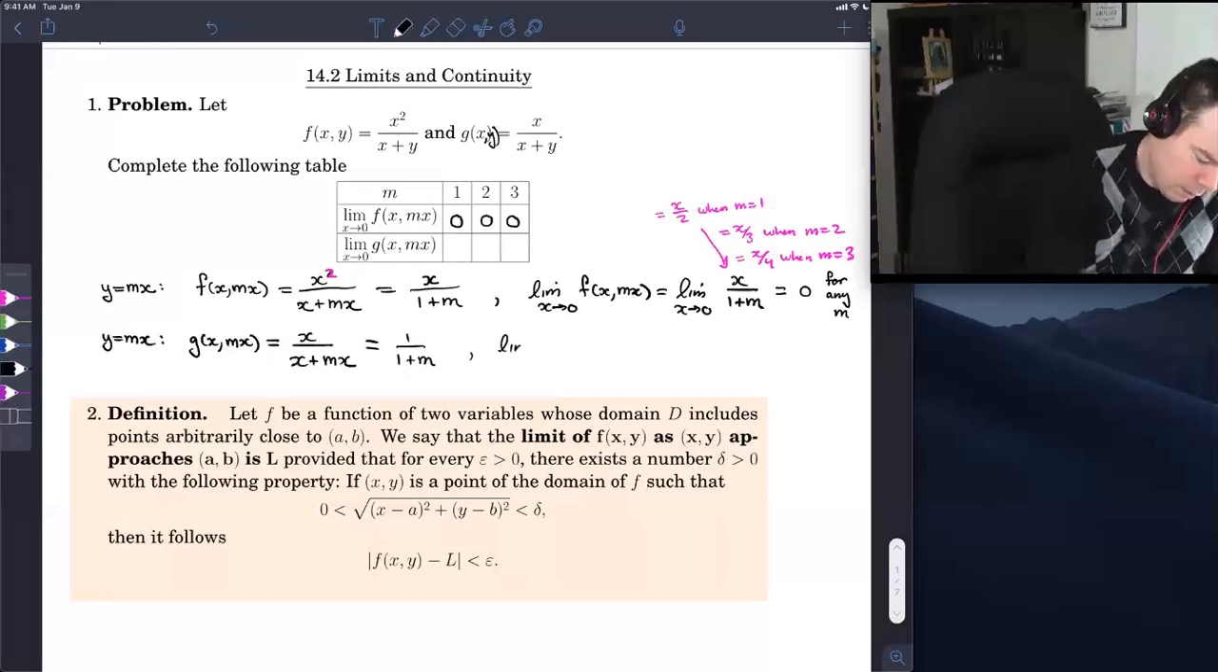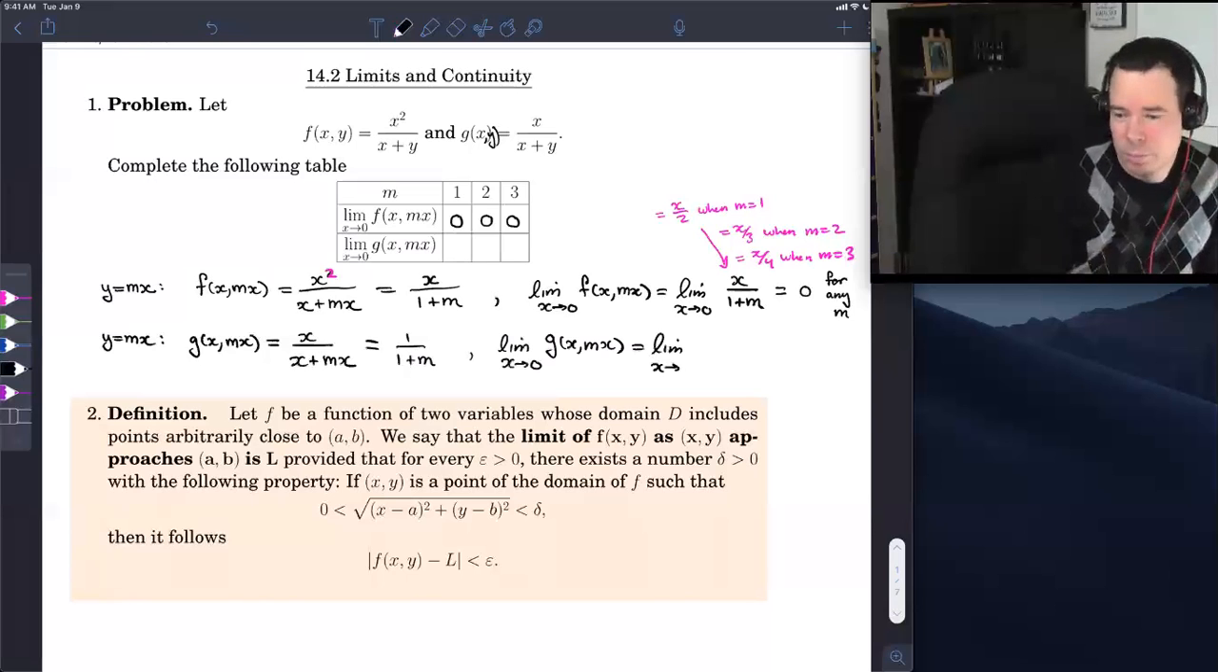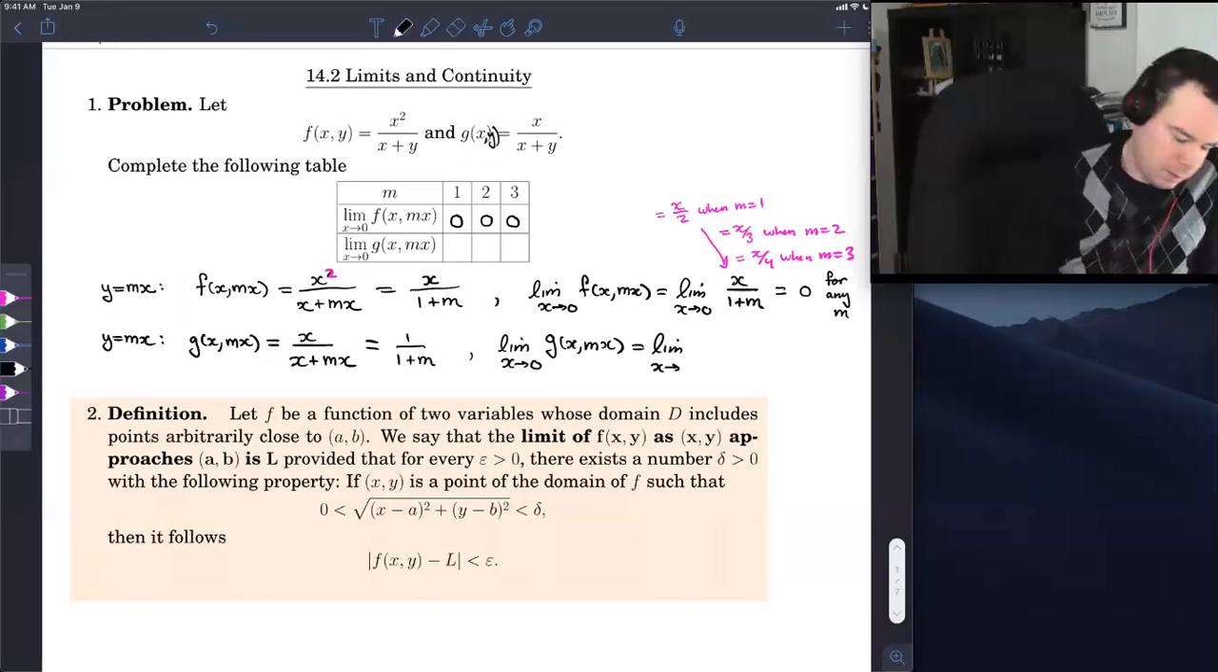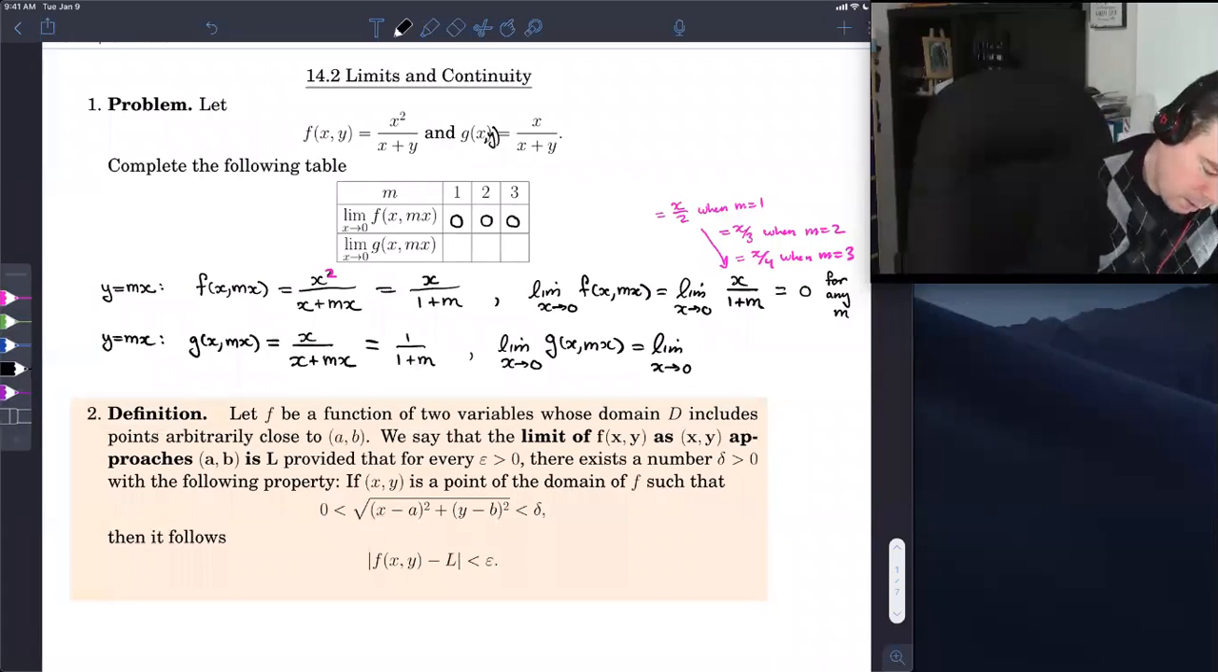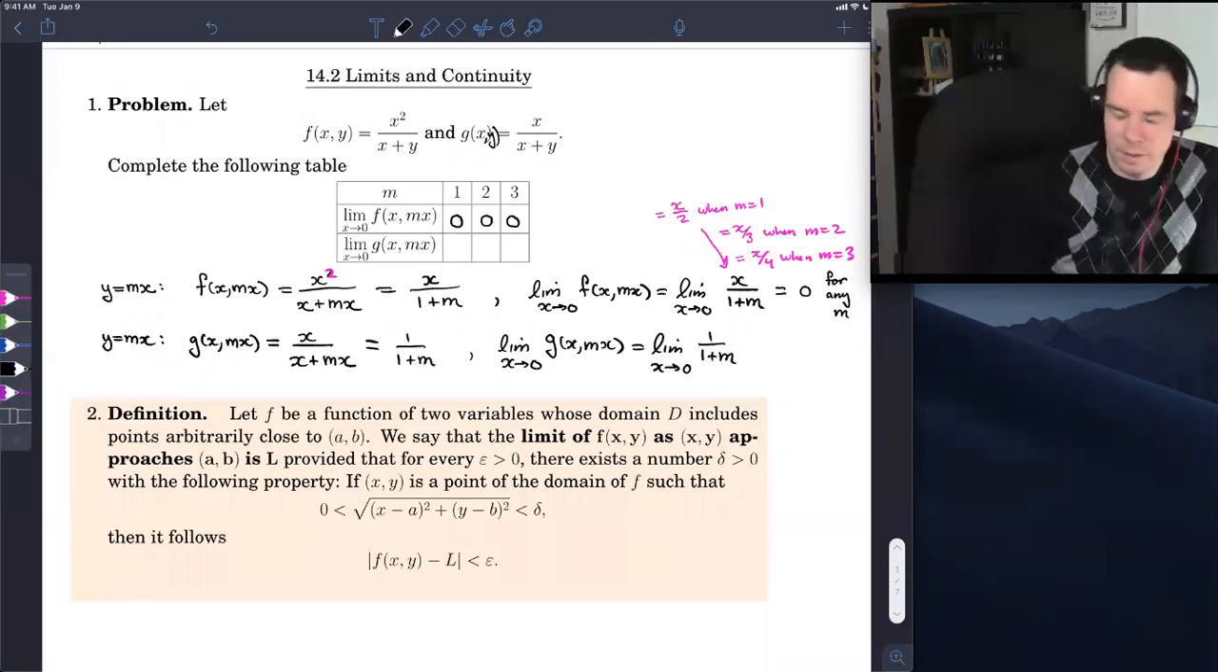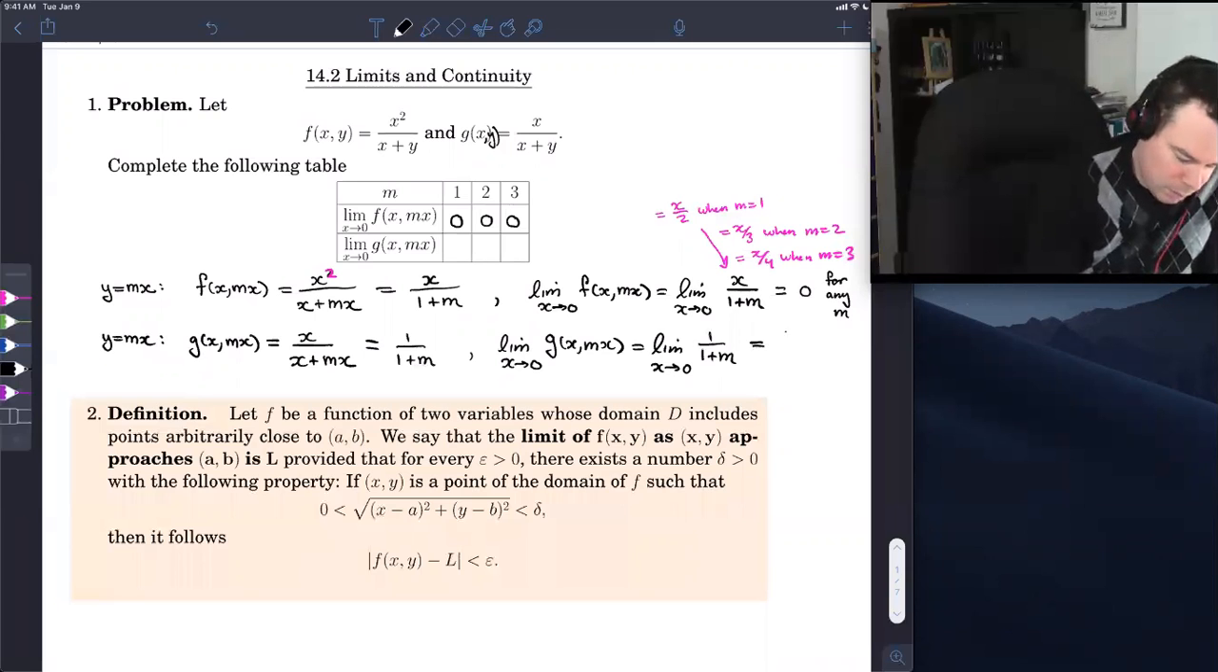And so now we're going to look at the limiting value of this function as x goes to 0. So again, we've eliminated the y variable in place of an x. In fact, we made it m times x. And now that becomes a function of a single variable. In this case, it's just a constant function, 1 over 1 plus m.